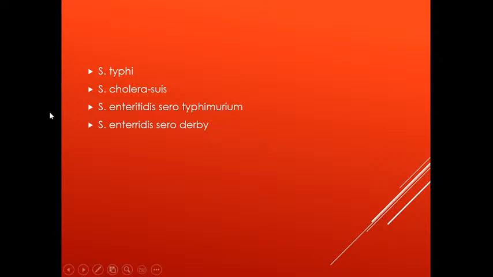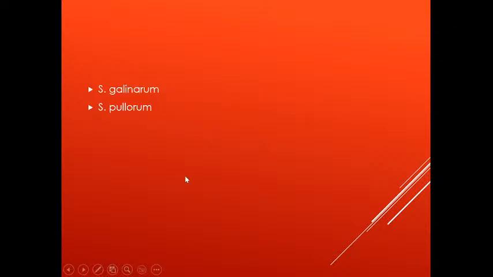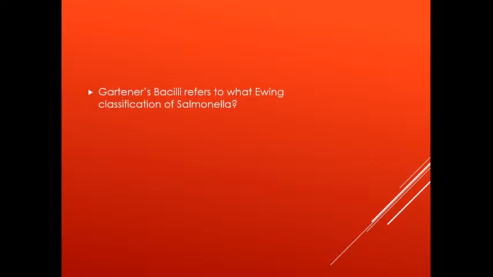Now, that's the reason why I consider it a trick question, because you can remove the other two organisms by just realizing that it's the Ewing classification. So probably it has something to do with the enteritidis subgroups, right? So now you can select which of the two. So you have a 50-50% chance of selecting the correct answer, right? And actually, the correct answer is Salmonella enteritidis serovar derby. Okay? So yeah, Gardner's bacilli. Please don't forget Gardner's bacilli.